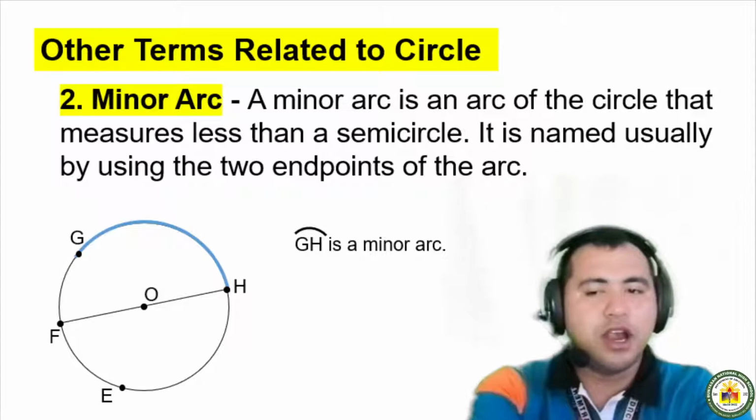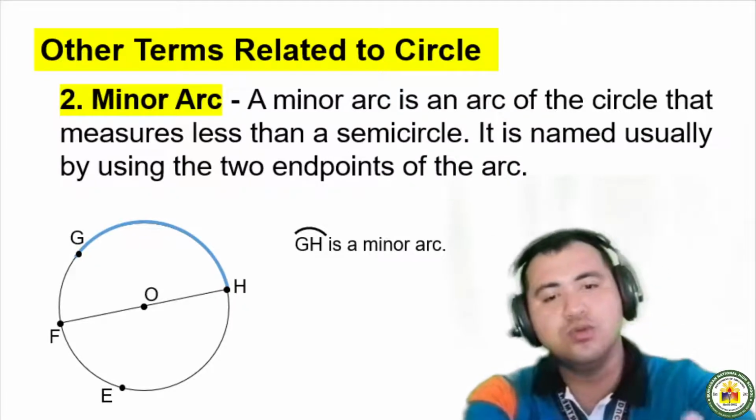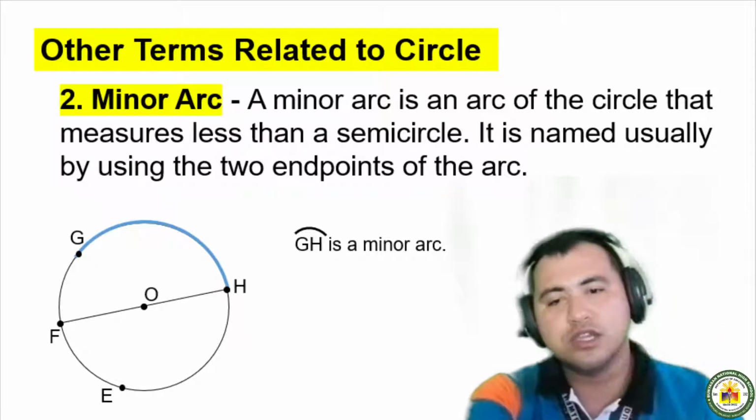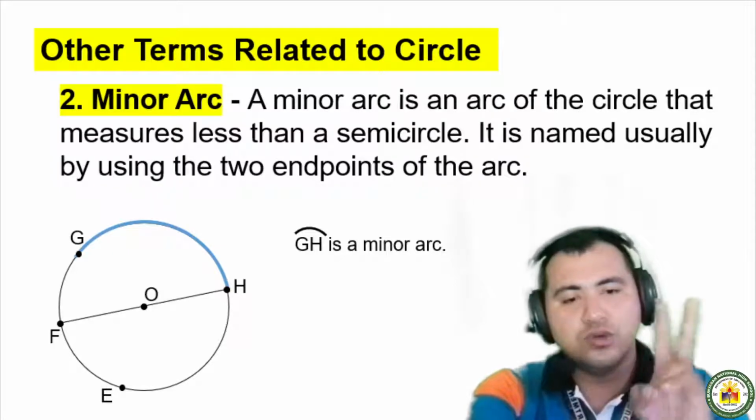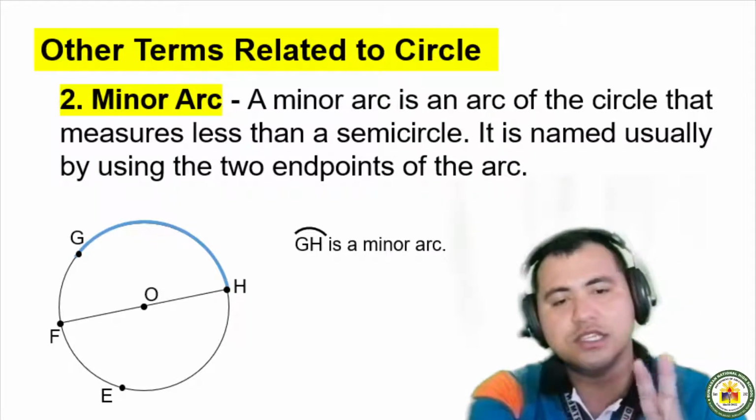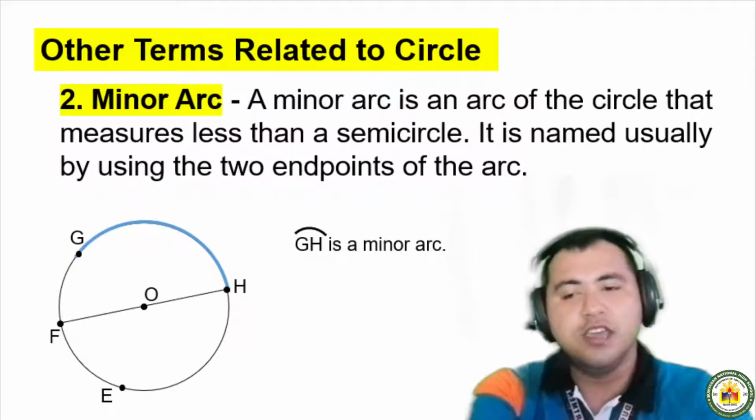Again, a minor arc can be named using only two letters. Those two letters are the endpoints of the arc.